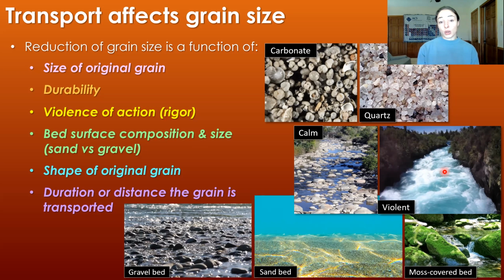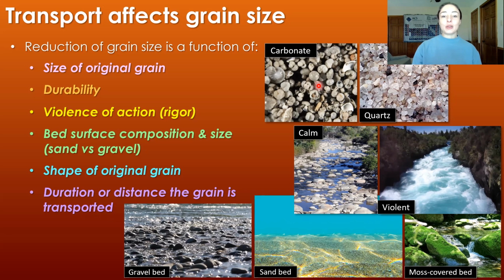And another thing we see here is durability. So not only does the size of the original grain matter, but also the durability of the material of that grain. Because think about quartz versus carbonate for a second. Quartz is going to be way more durable and going to go through way more transport before it's even reduced a little bit in size or rounded a little bit. And so quartz is going to tolerate more transport than carbonate grains.